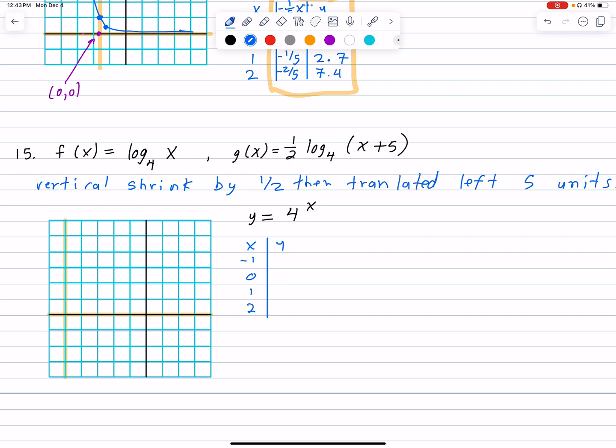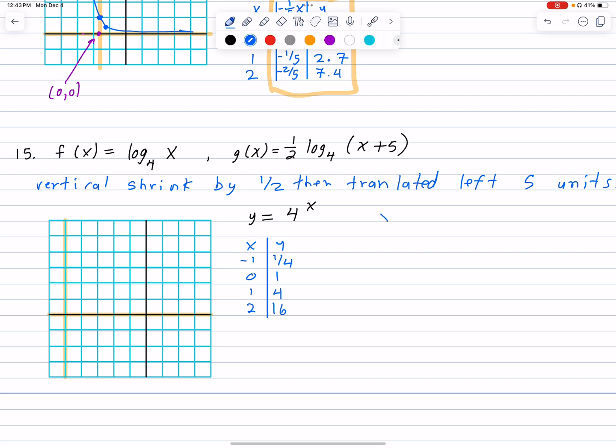Then let's go for our x values. So if I plug in -1, I get 1/4. I plug in 0, I get 1. Plug in 1, I get 4. I plug in 2, I get 16. Okay? So when I go to take the inverse function, reminder, the inverse will be this. So let's go and do that.